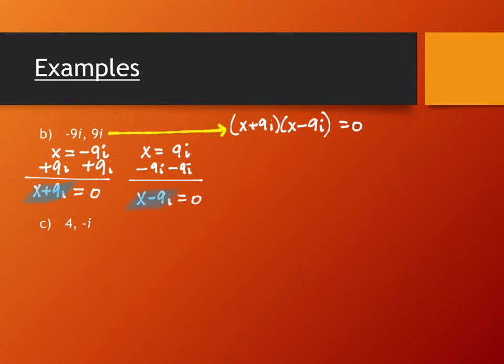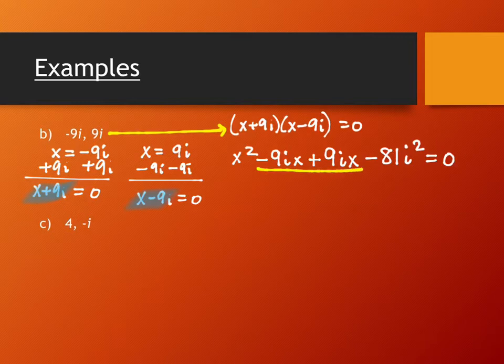So we're going to take our first term, x times x, which is x squared. Our outer terms, x times -9i is -9ix. In the middle, 9i times x is positive 9ix. And then our last terms, 9i and -9i, give me -81i squared. Now, these two, what happens? Yeah, they add to 0, right?